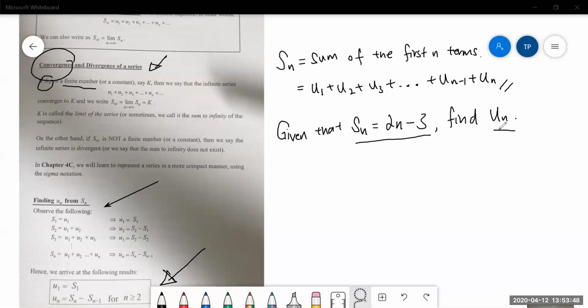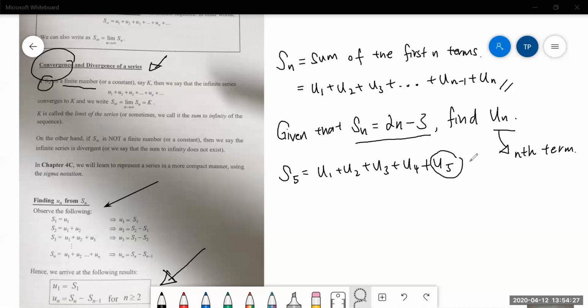What is Un? Un is the nth term. Correct. So how do we find that? Take a look here. Let's say if it's S5, for instance. S5 means U1 plus U2 plus U3 plus U4 plus U5. Agree? So when the question says they want to find Un, in this case, if it's S5, I want to find U5.